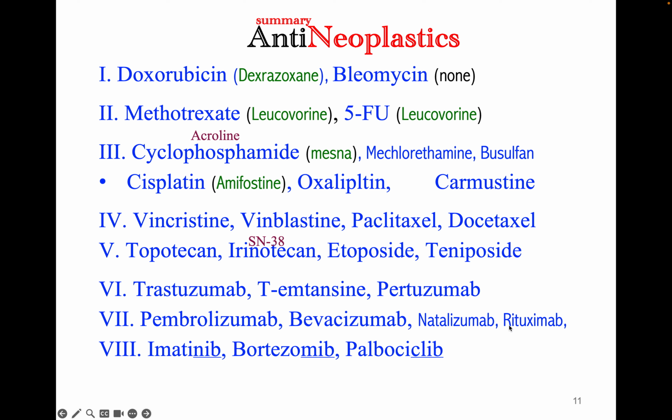Then natalizumab, I will explain that in other lectures. That's why I don't want to explain it now, but still understand. Rituximab is CD20 binding. Natalizumab is alpha 4 integrin. So we will discuss that later. But let's look at the last two drugs and finish it.